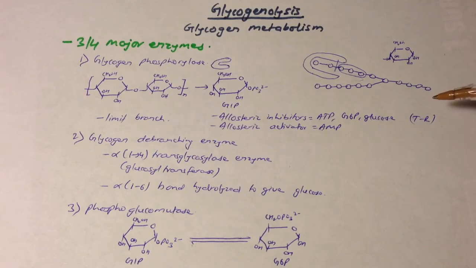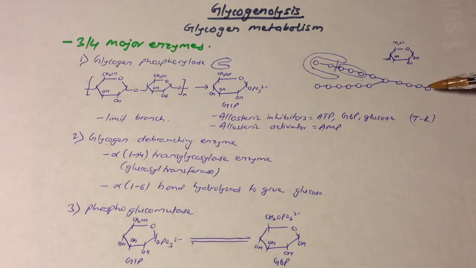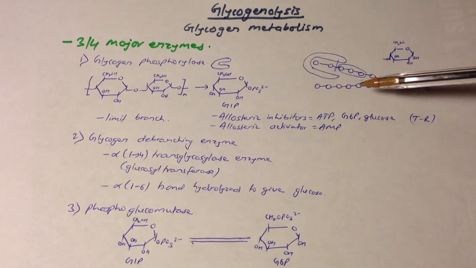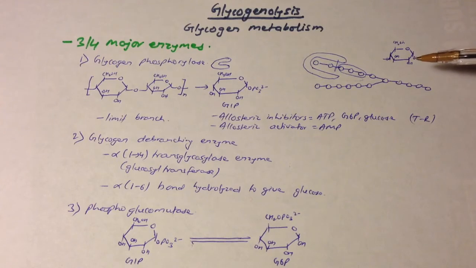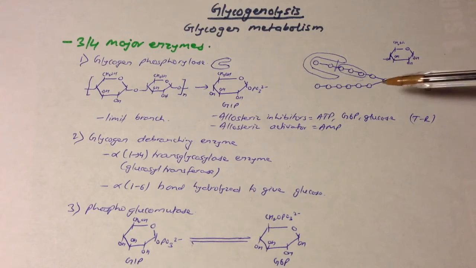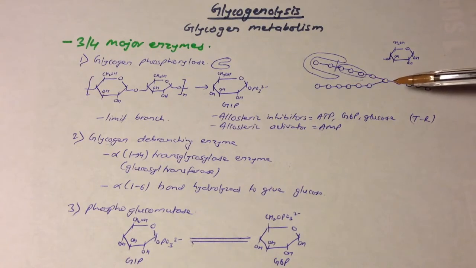Now let me remind you what reducing and non-reducing sugar is real quick. So let's talk about this last glucose molecule in this glycogen. In this one, the oxygen in the anomeric carbon is free. If the oxygen in the anomeric carbon is free, it's called reducing sugar. But in all these glucose molecules in between, this oxygen would bind to another glucose molecule, so this would not be free. So all these glucose in the middle or at the end are non-reducing glucoses.